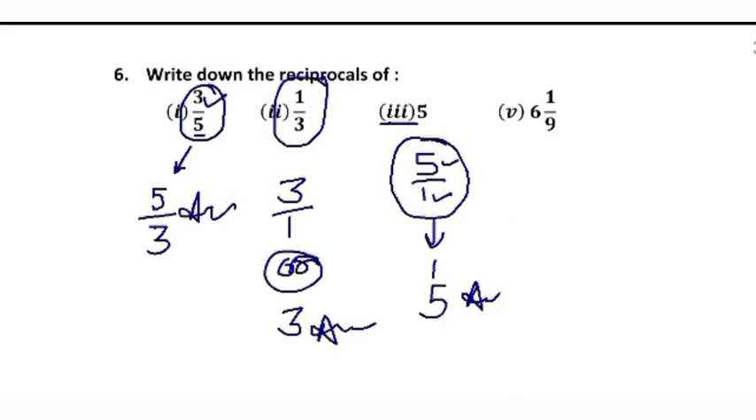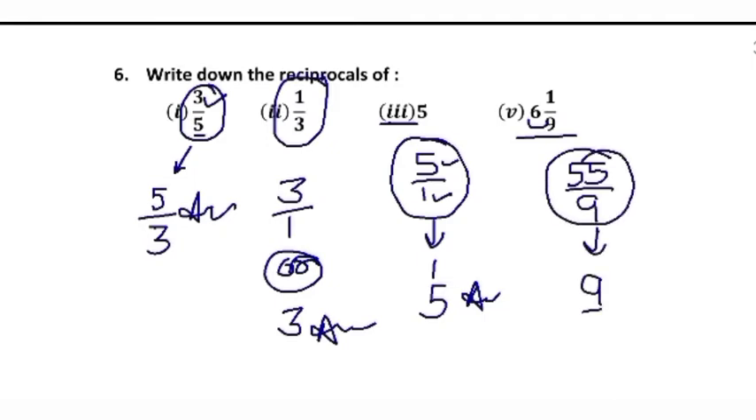Okay. Similarly in this part, this fraction is given as a mixed fraction. So firstly you will write it in the form of an improper fraction. Improper fraction में कैसे लिखते हैं? 9 6s are 54 plus 1, 55 upon 9. Now its reciprocal will be 9 upon 55. So this is your answer.